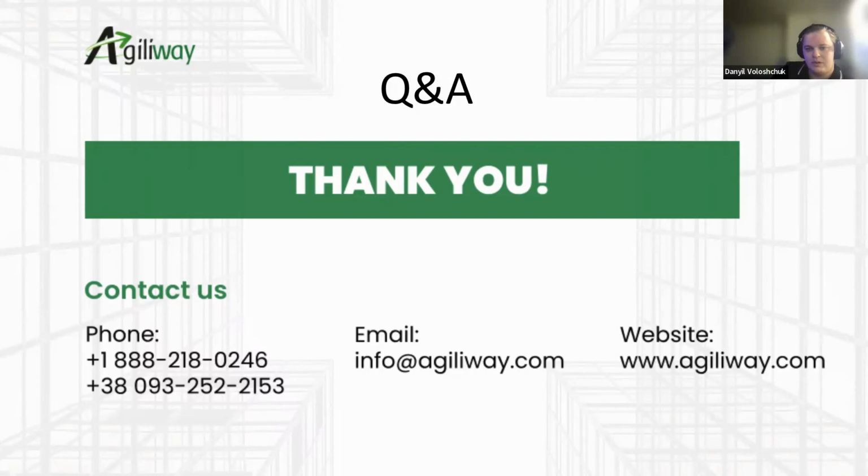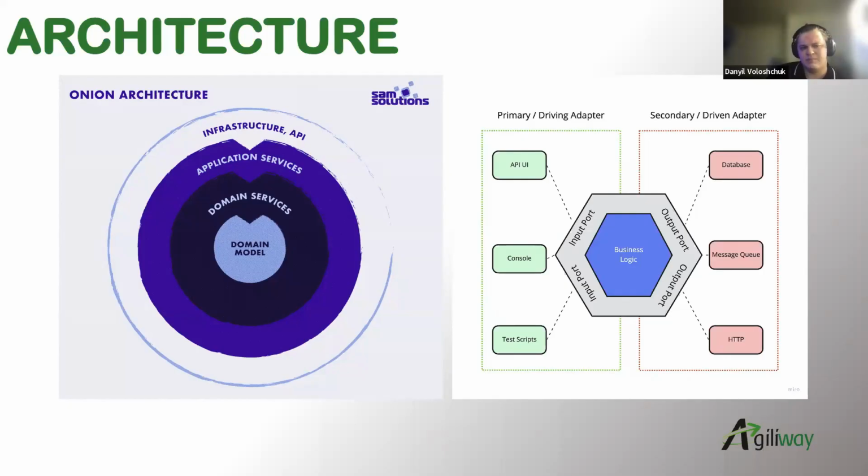Could you say more about onion architecture? To be honest, I'm not sure what to say more about that than on the picture, because it's just a simple controller, application service, and the domain service. Application services are calling the domain services, and the domain services are working with the domain model.